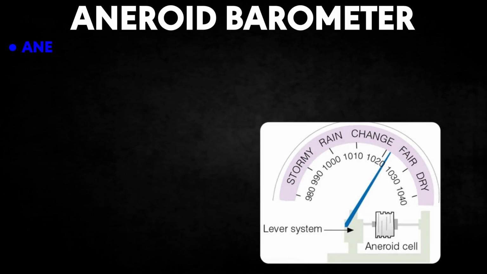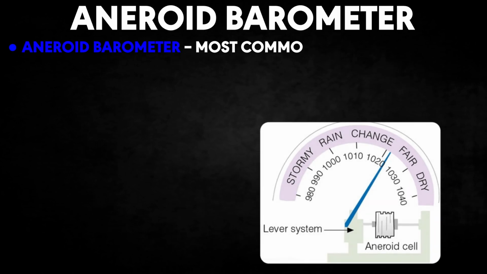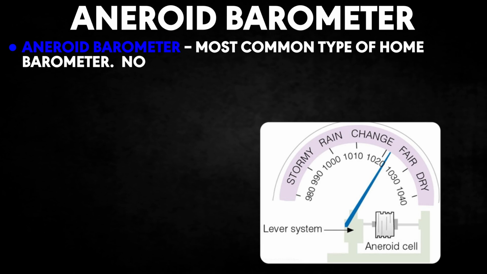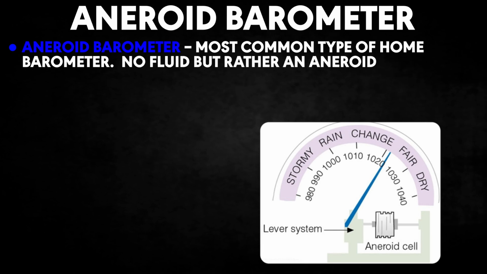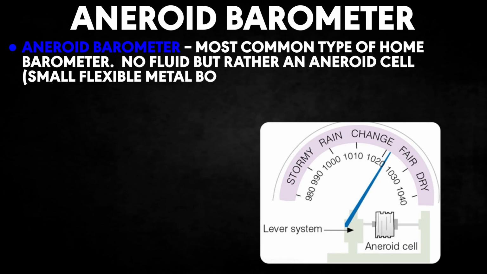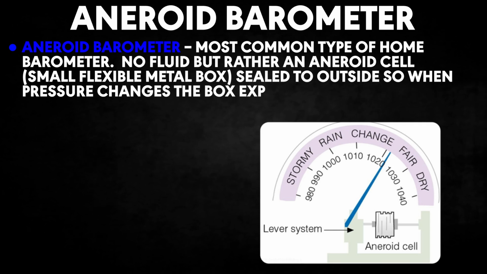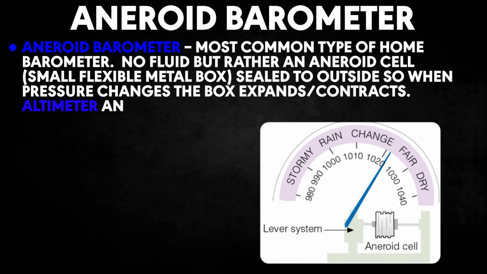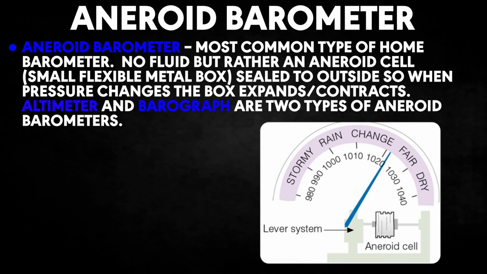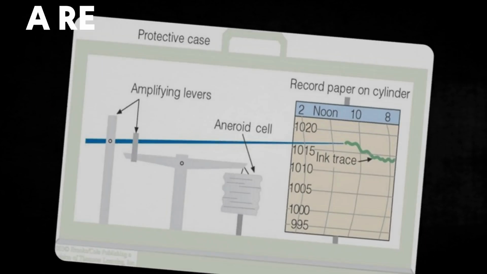Aneroid barometer: most common type of home barometer. No fluid, but rather an aneroid cell, a small flexible metal box, sealed to the outside so when pressure changes the box expands or contracts. Altimeter and barograph are two types of aneroid barometers. A recording barograph.